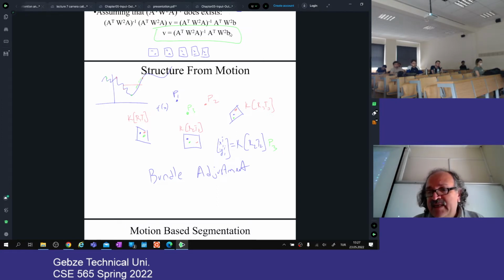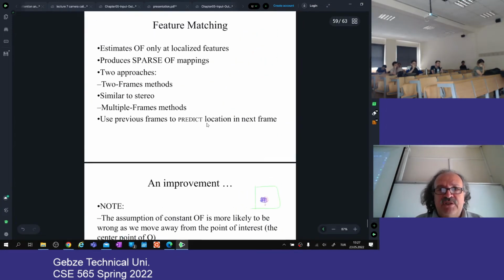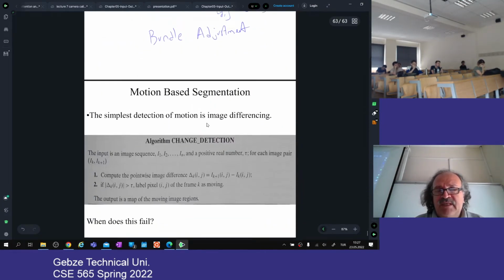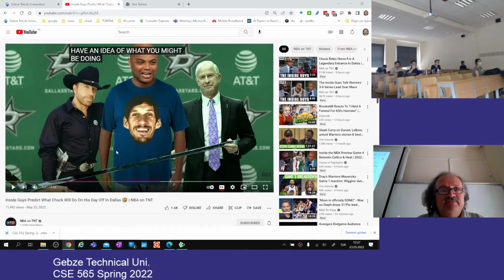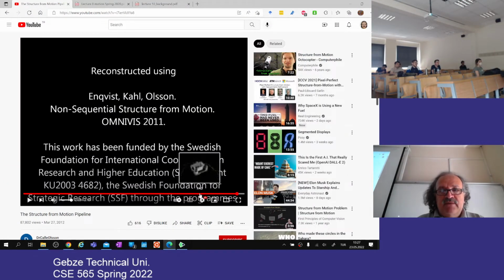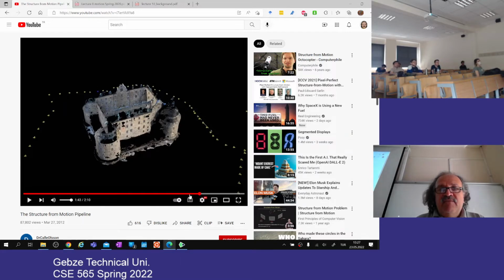Bundle adjustment is built into OpenCV, and structure from motion is available from OpenCV. You can give it your sequences, and it will give you your positions back.